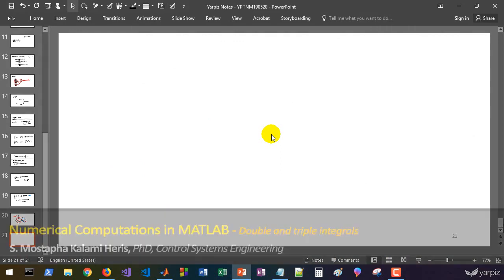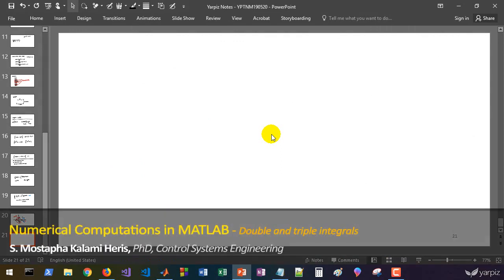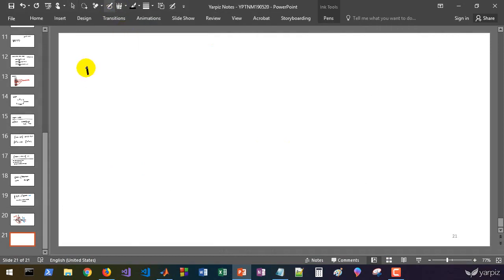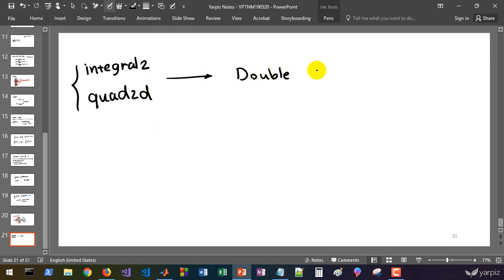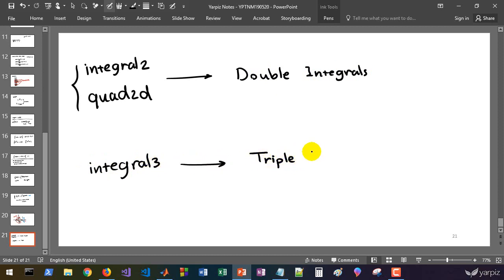Hi there! In this session we're going to learn how to compute double integrals and triple integrals numerically using Matlab. There are two functions for double integrals: integral2 and quad2D, that's quadrature two-dimensional, and these are the double integral computation methods. And there is integral3, which can be used to evaluate triple integrals, and they're almost the same.